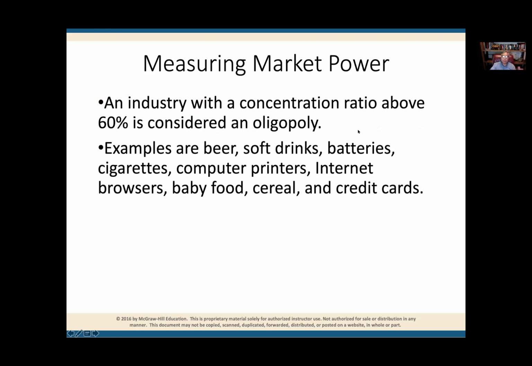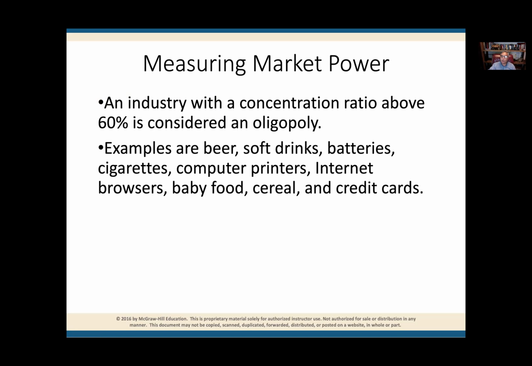Examples of this would be, for example, the beer industry. How many beer manufacturers do we have in the United States? We have about 3 or 4. Worldwide, there's only about 4 or 5. Soft drinks: we only have about 2 or 3, Coca-Cola and Pepsi-Cola, and probably Dr. Pepper. Very few suppliers. Batteries, the same story. Cigarettes: most of the cigarettes consumed in the world are actually made by 3 of the 4 largest manufacturers. Internet browsers, baby food, cereals.